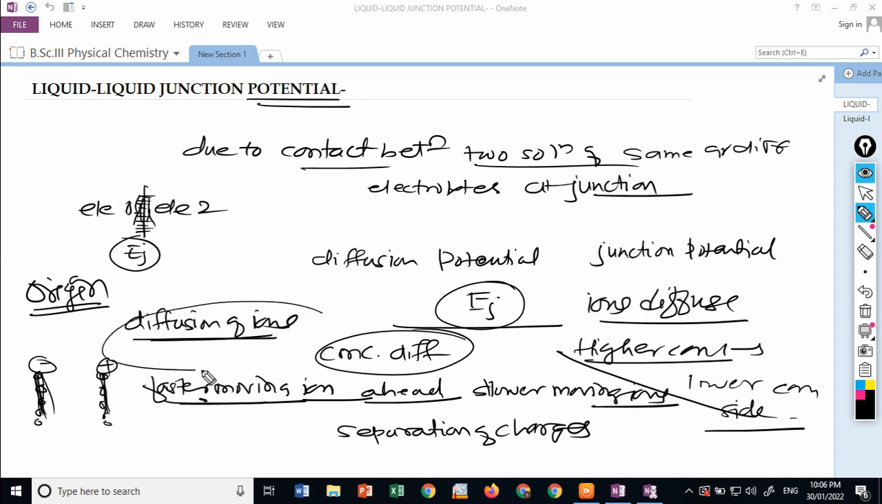So due to diffusion of ions, the liquid junction potential arises, due to concentration difference or activity difference. Generally we have seen the ions diffuse from the higher concentrated solution to the lower concentrated region. So we'll take one example.